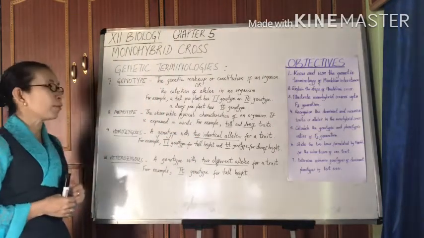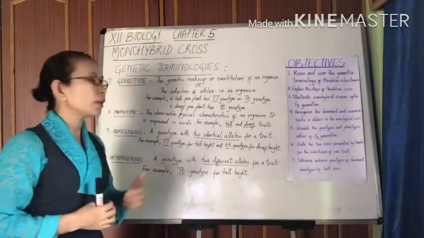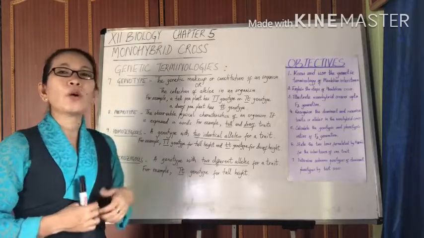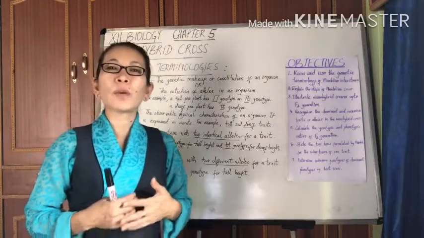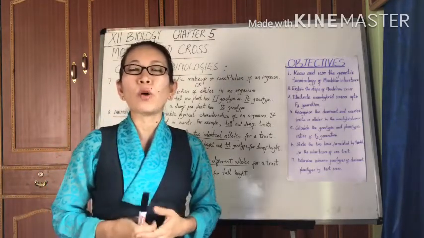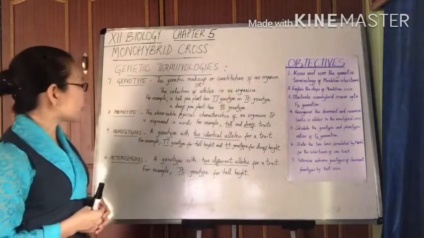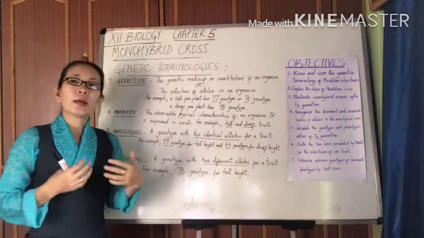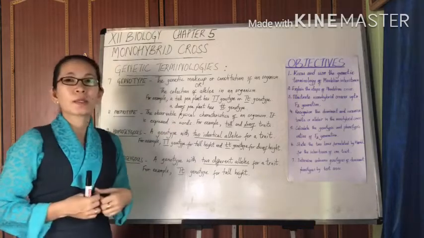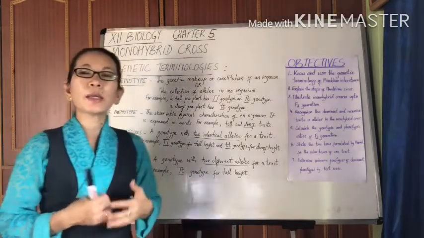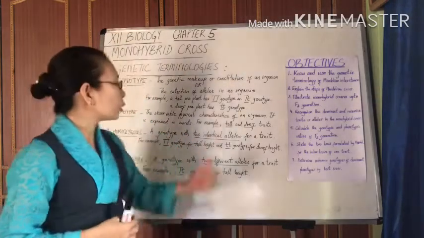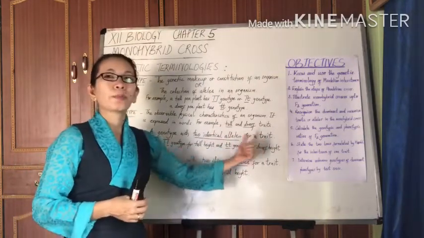The term phenotype refers to the observable physical characteristics of an organism, which is to say we are talking about the external feature of an organism. And this is expressed in genetic crosses in words. For example, the stem height trait is expressed as tall and dwarf.